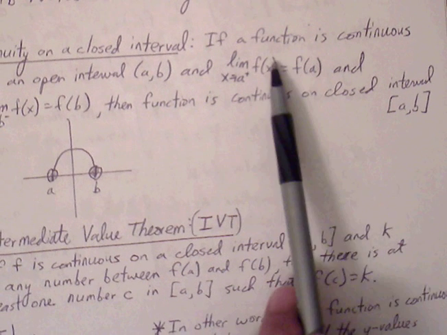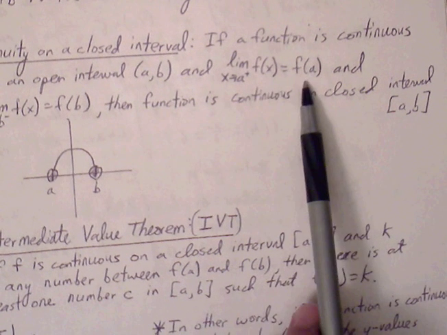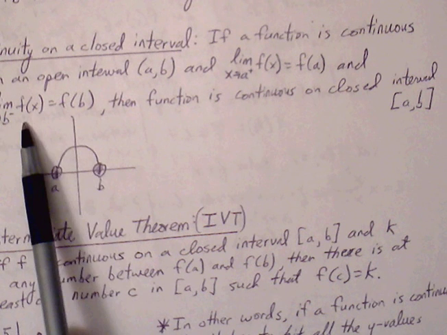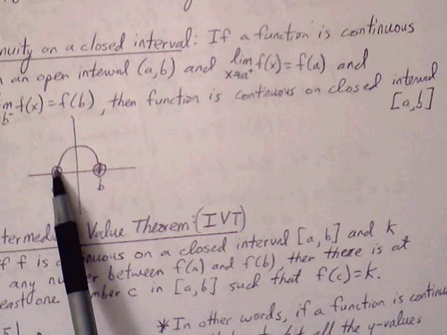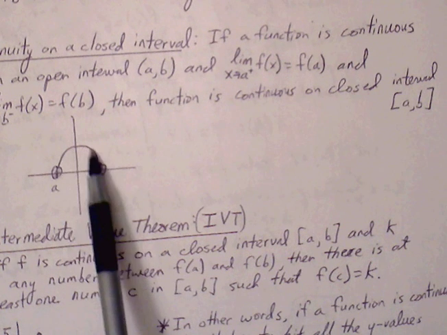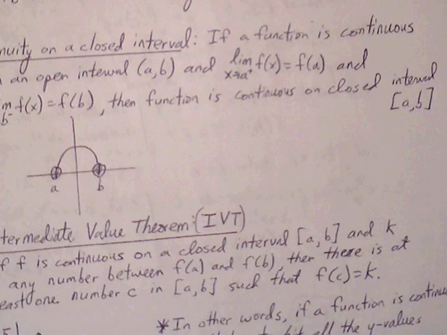Okay, so if we know that these conditions are true, then we know that the graph has to be connected through those 2 points, or connected to those points from the graph.